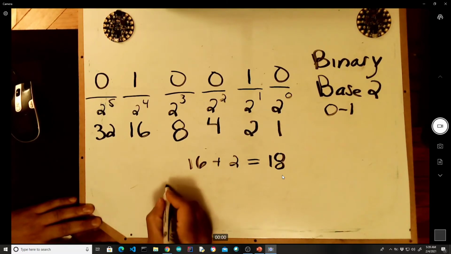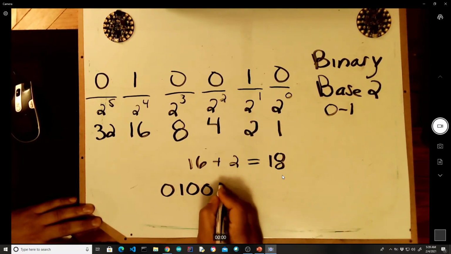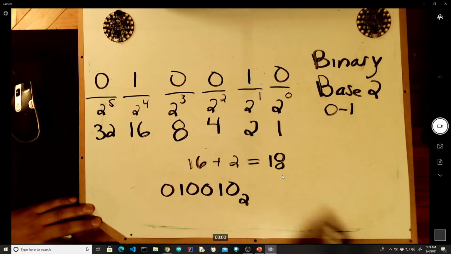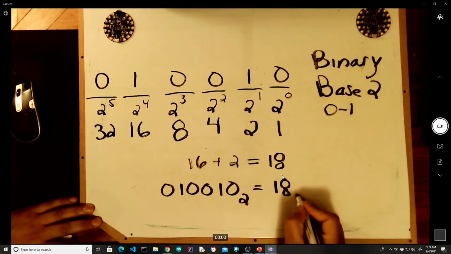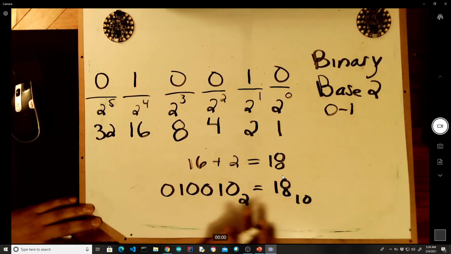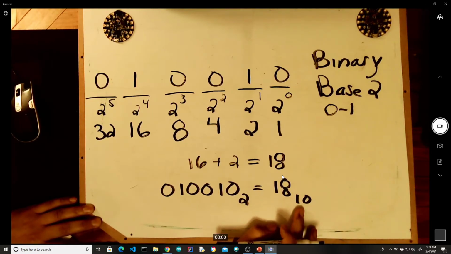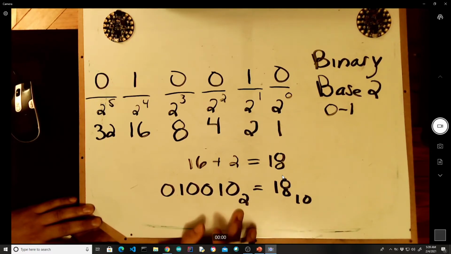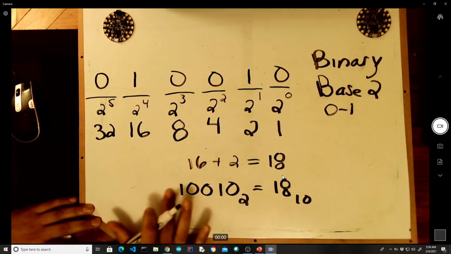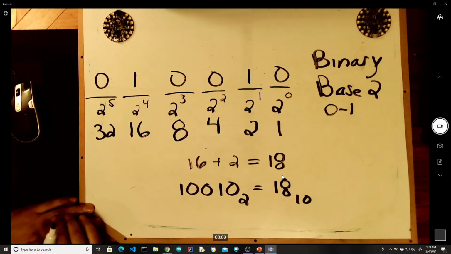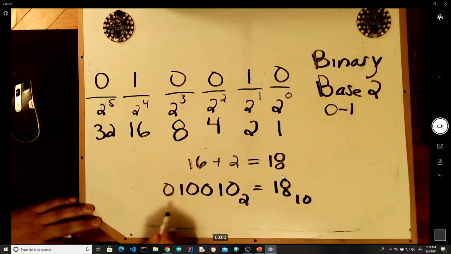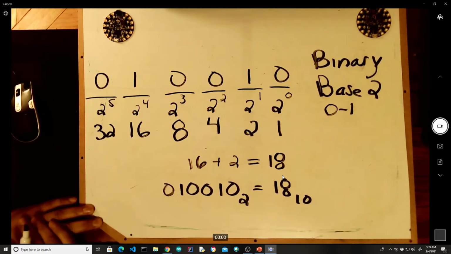So this means that 0, 1, 0, 0, 1, 0 in base 2 is equal to 18 in base 10. Now, usually when you work with different number systems, they'll use a subscript to denote the base, so that you can appreciate that this is a binary number. And let's say if I left off the leading 0, you wouldn't confuse this with 10,010. Right? This is not 10,010. This is 010010 in binary, which is 18 in our number system.